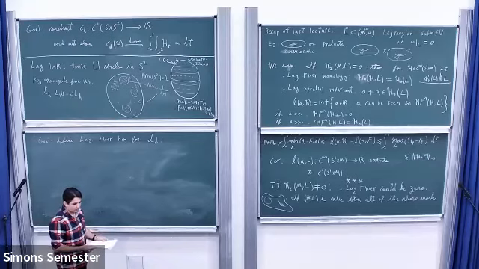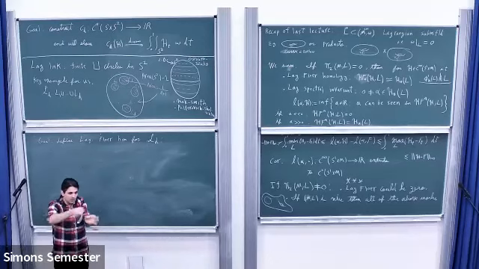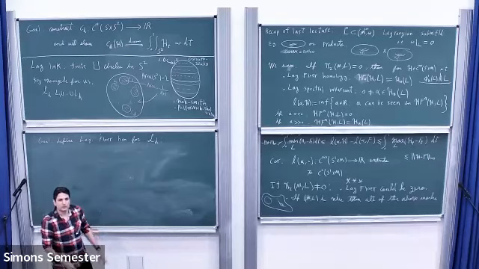Yes, you should think of the sphere sitting inside R3. Take a round circle around the North Pole, and then you move it around with rotations around the sphere as much as you can.